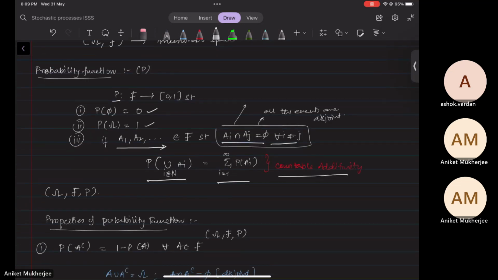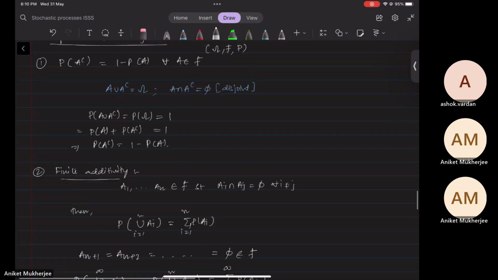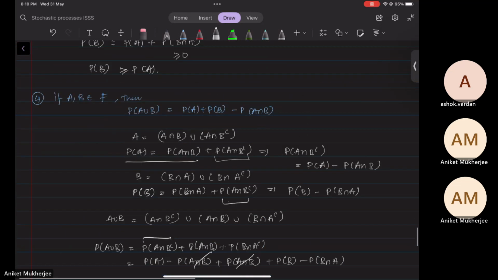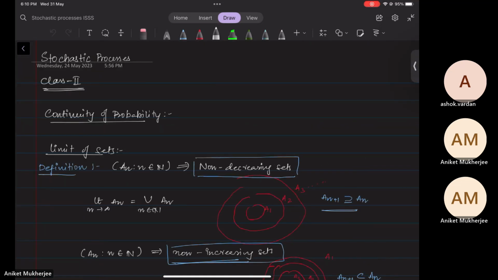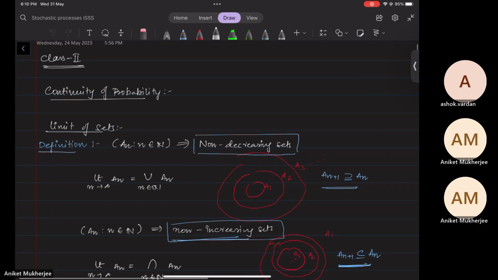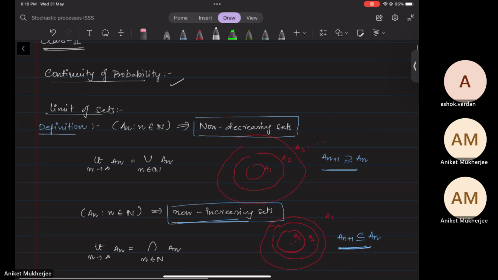So now you have three things that you have defined to have the probability space: the first is a sample space, the second is an event space, and the third is a probability measure on it. Then we discussed some properties of the probability function in the first class. In the second class, we discussed one property of the probability measure, the continuity property. This was a long topic because I needed to introduce what the limit of sets means.